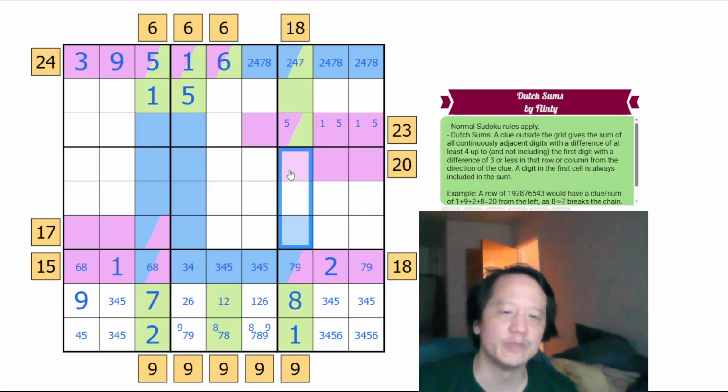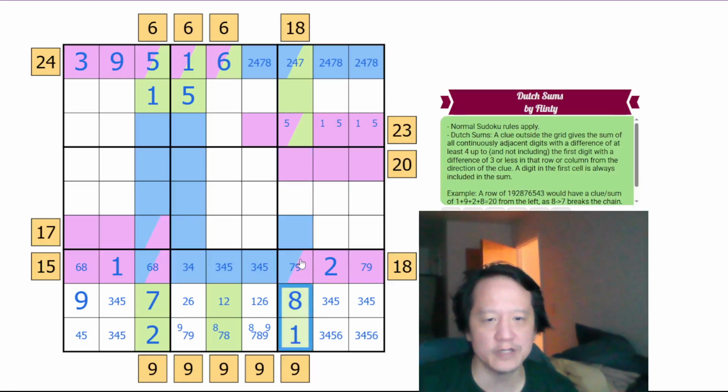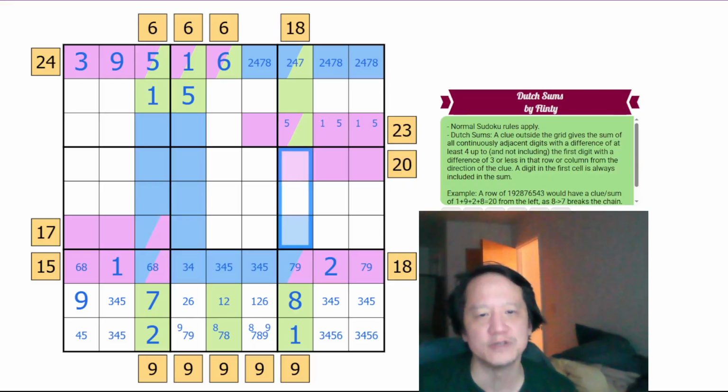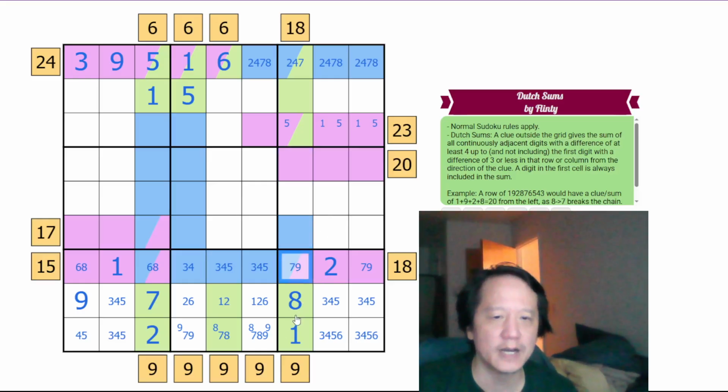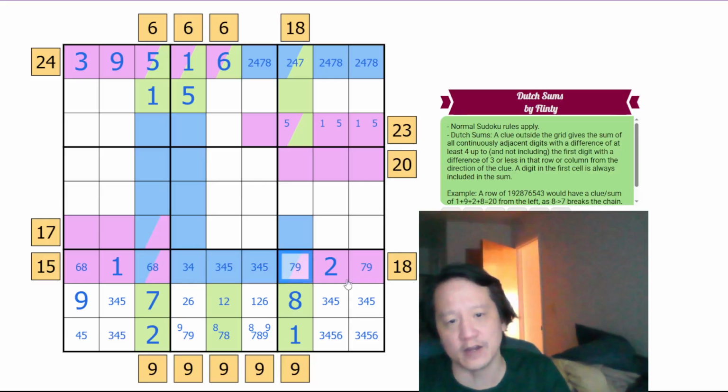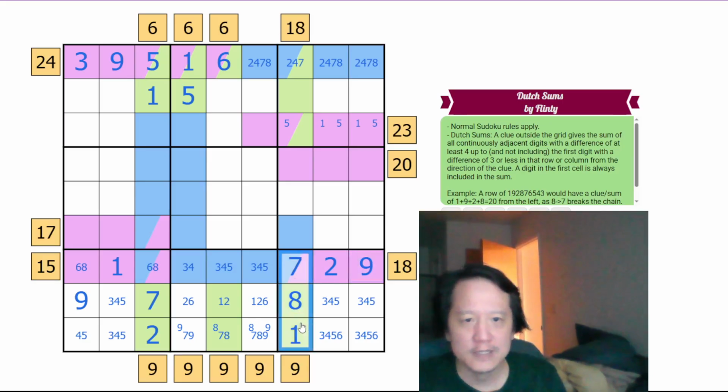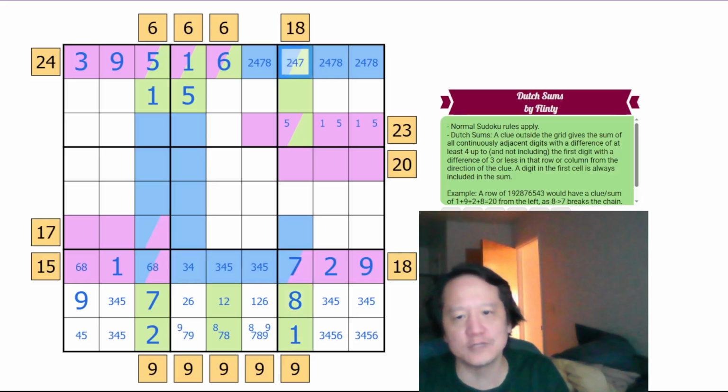Oh, this is where I made the mistake. This already stops the sum, so I didn't need to make this a 6. That's the reason why. There we go. Okay, that helps a lot. This cannot be 9 because that's 4 or more away from 3, 4, and 5. So this must be 7, this must be 9. So that's where that fixes that.